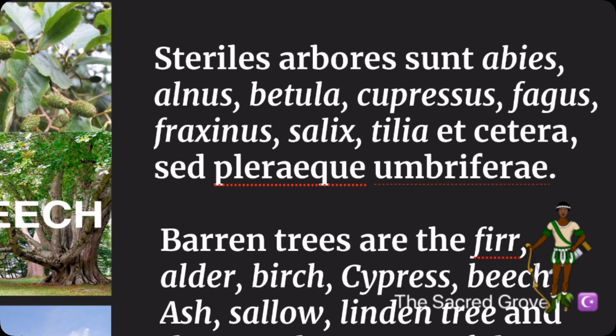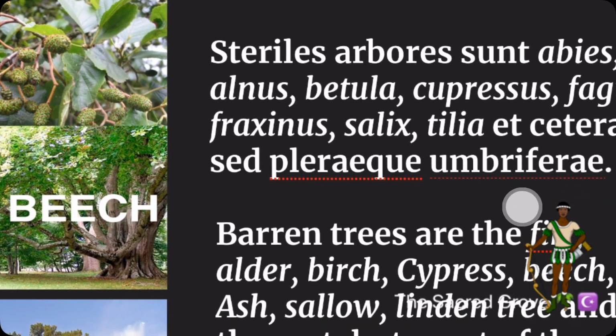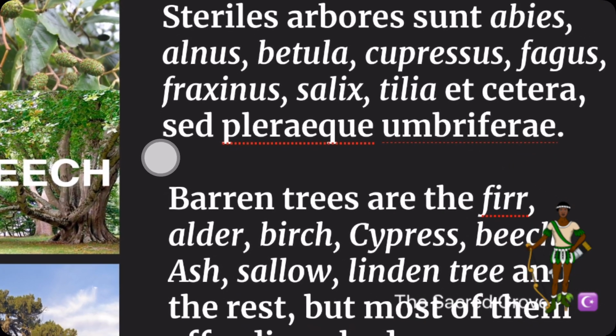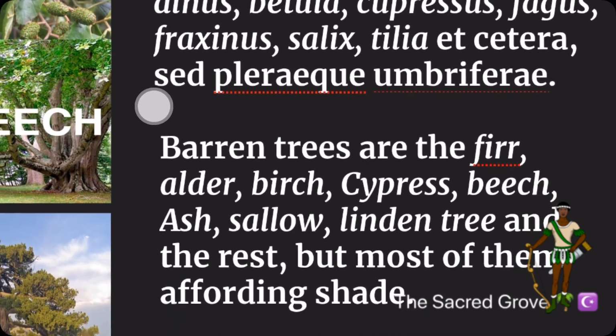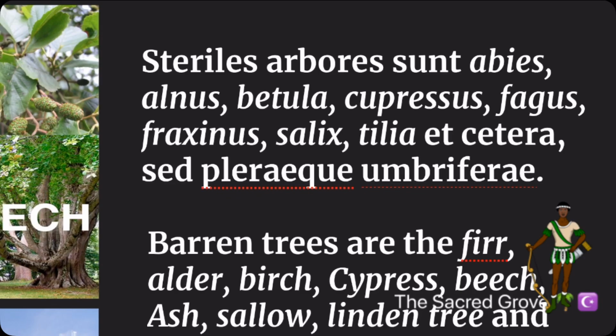Steriles arbores sunt abies, alnus, betula, cupressus, fagus, fraxinus, salix, tilia et cerra, sed peraeque umbriferae. So we've got barren trees. These trees don't bear fruits, but we deal with trees. Steriles arbores, barren trees, sunt, are the fir, abies.